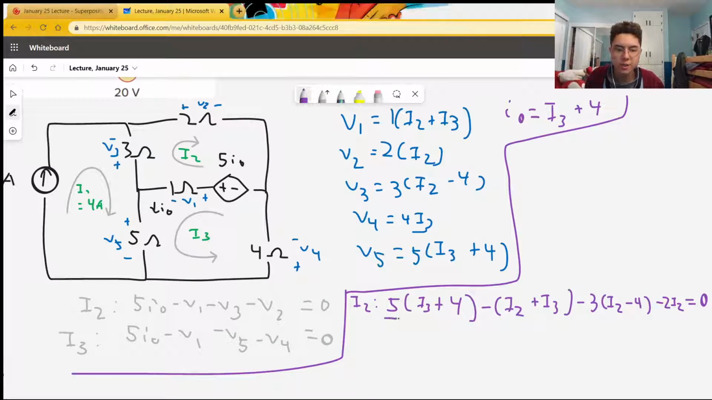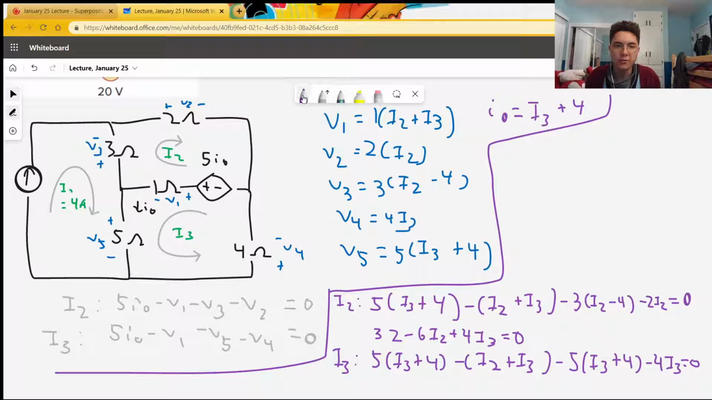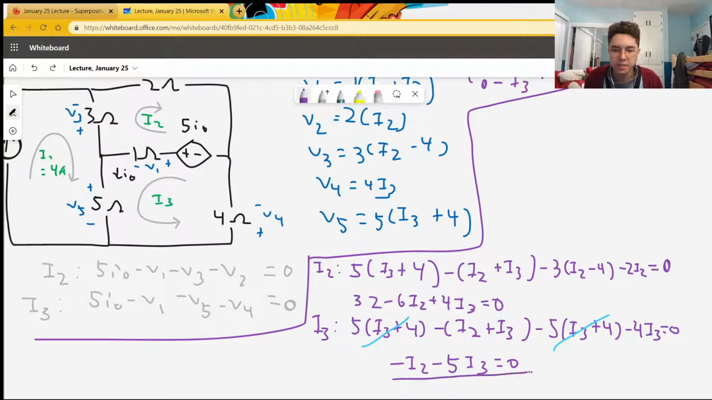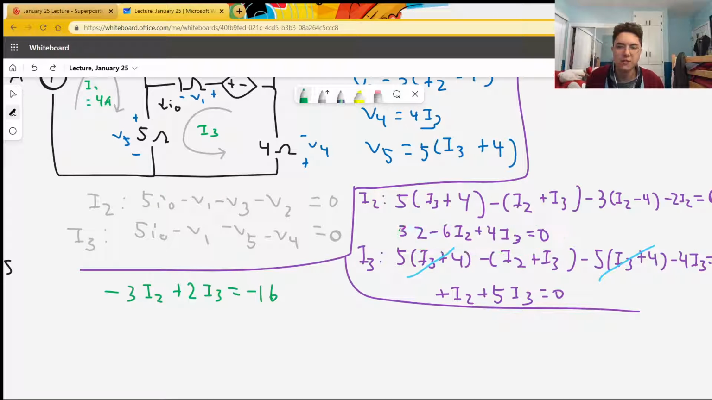For I2, the following substitutions apply. This equation is simplified as follows. For I3, the following substitutions apply, leaving us with this equation, which I'll convert to having positives. I've adjusted this equation by dividing everything by 2 and moving 32 to the right to get this equation with negative 16 to negative 3c.